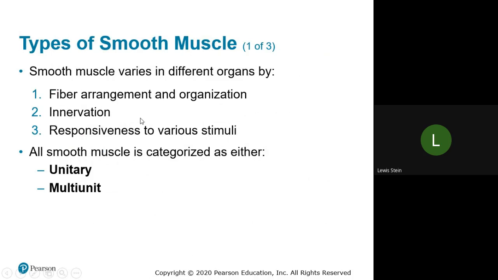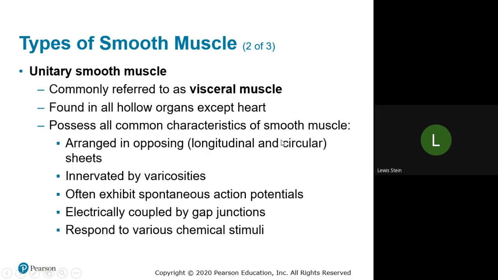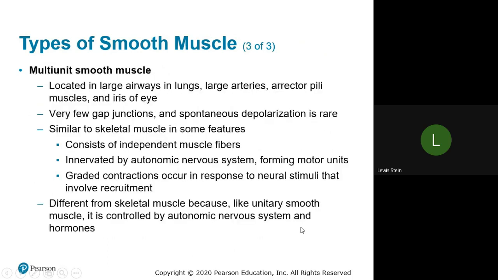Okay, the arrangement, organization, innervation: unitary, visceral muscle, everywhere but the heart, longitudinal and circular. We talked about that. The varicosities, spontaneous action potentials, gap junctions, chemical stimuli. Multi-unit, a little bit different.